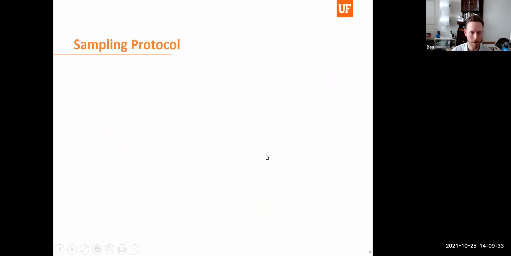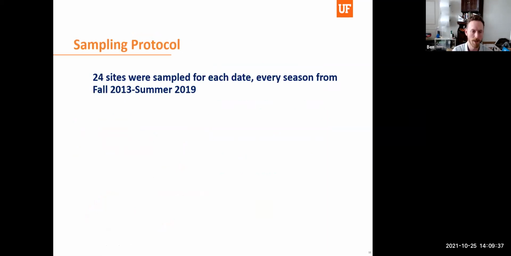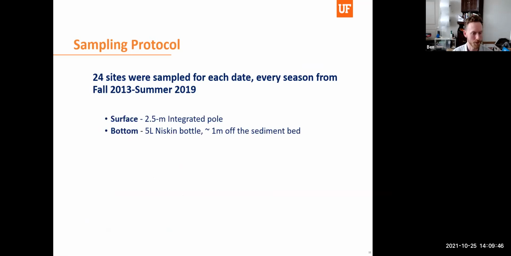And for methodology, the sampling protocol, let me talk about it a little bit more. 24 sites were sampled for each date every season from the fall of 2013 to the summer of 2019. There was a surface sample, which was a 2.5 meter integrated pole, so we didn't just skim the surface, but we used an integrated pole. And then a bottom sample was taken with a Niskin bottle, which is kind of shaped like a football, an empty football that we can throw down and get close to the sediment bed, but we aim to be around a meter off the sediment bed. So it's not a true bottom sample, but more of a near-bottom sample.